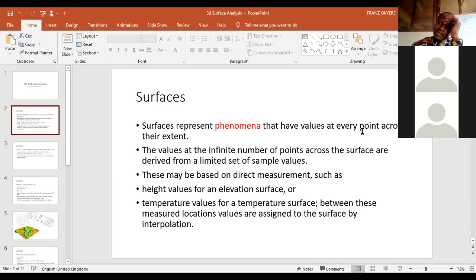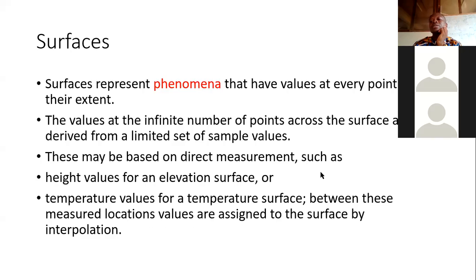All right, so surfaces. What are surfaces? We take it for granted. Everybody knows what a surface is. So what we're talking about in the context of GIS, or geographical phenomena or geospatial technology, is that surfaces represent phenomena that have values at every point. You may take that statement to be trivial, but what does it mean?